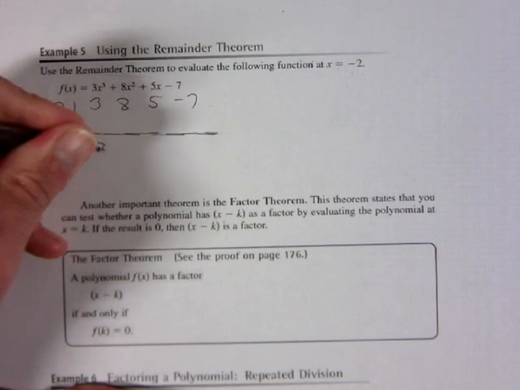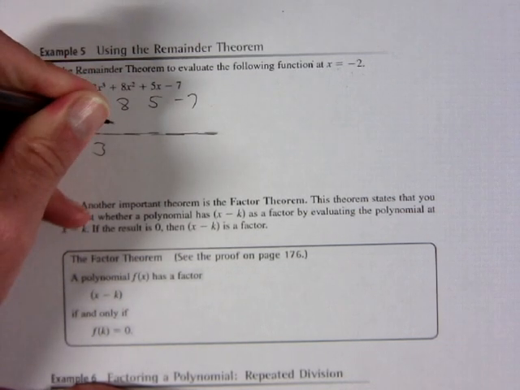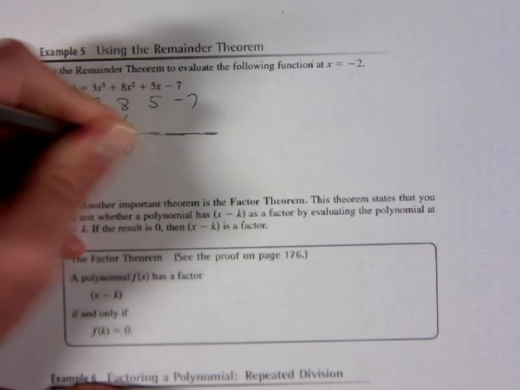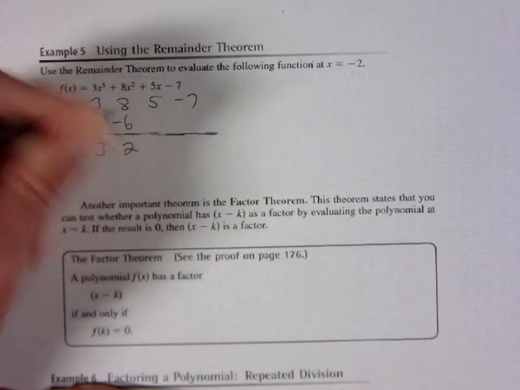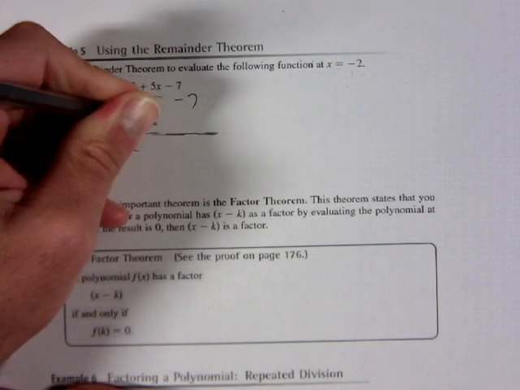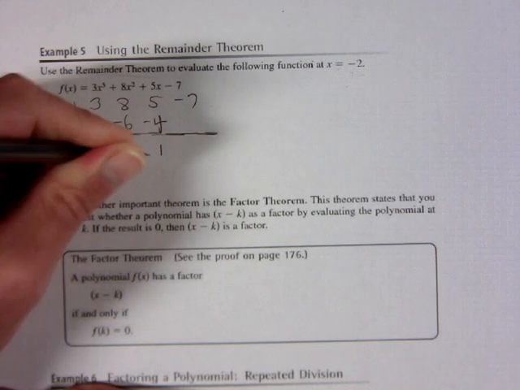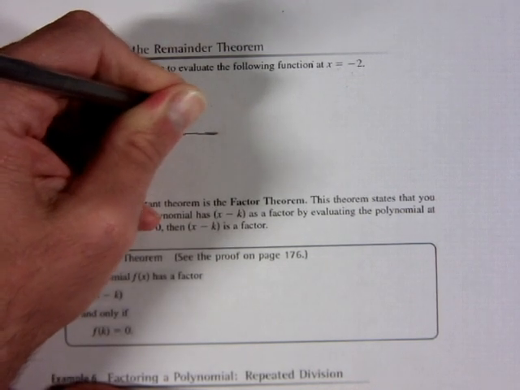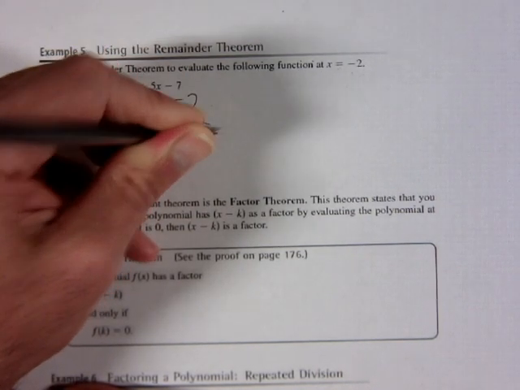Drop my 3. 3 times negative 2 is negative 6. That's going to subtract off and make 2. Negative 2 times 2 is negative 4. Minus 5 is 1. Times negative 2 is negative 2. Minus 7 is negative 9.